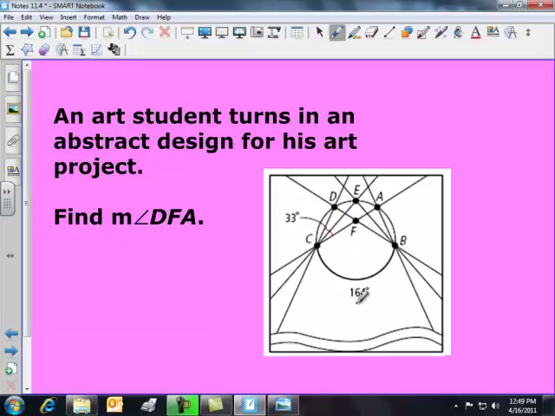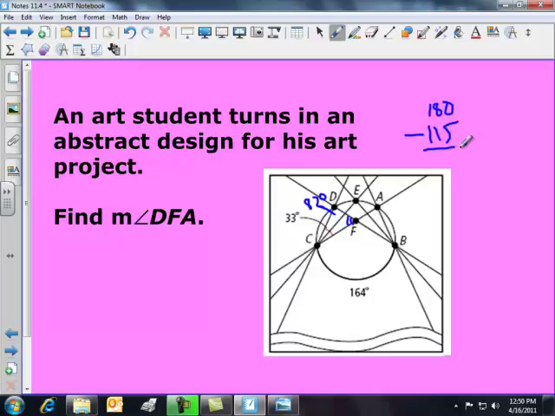Well, notice that this 164 degrees is actually the measure of this arc right here, arc BC, which is intercepted by this angle BDC. So if the measure of this arc is 164 degrees, then that would mean that the measure of this angle is 82 degrees. Okay? Leaving us with, for this angle right here, what we can do is take 82, add that to 33, that would give us 115, and let's subtract that from 180.